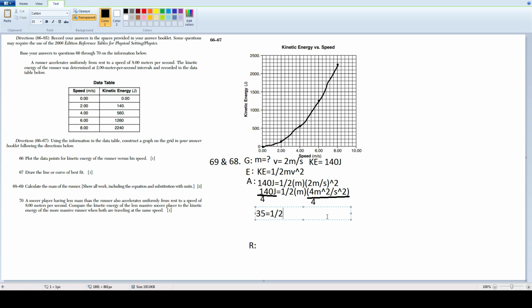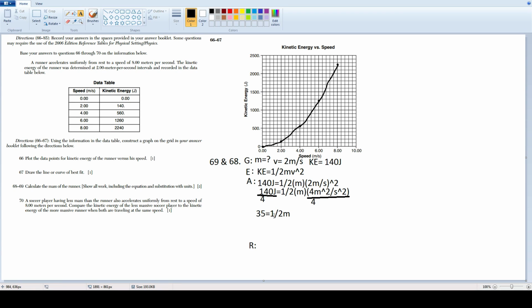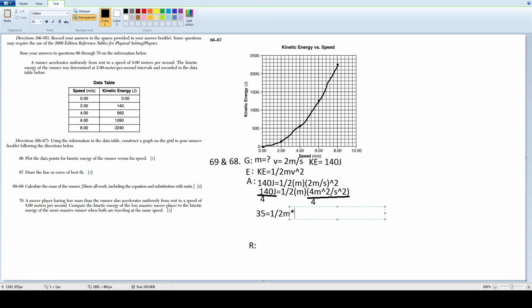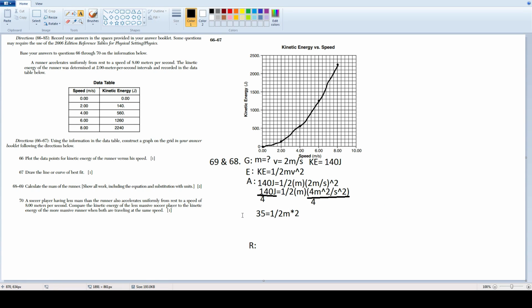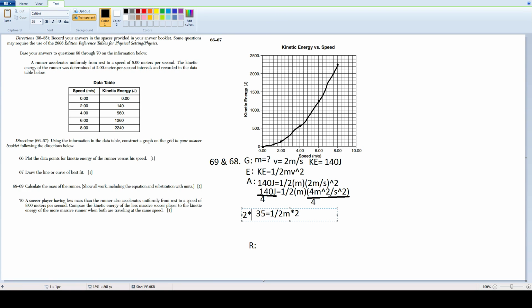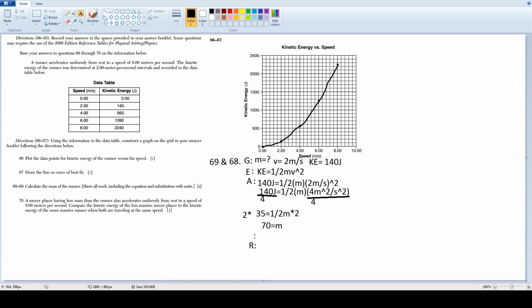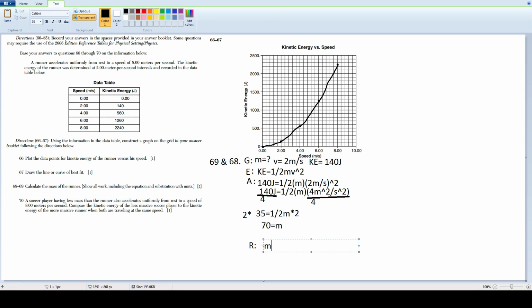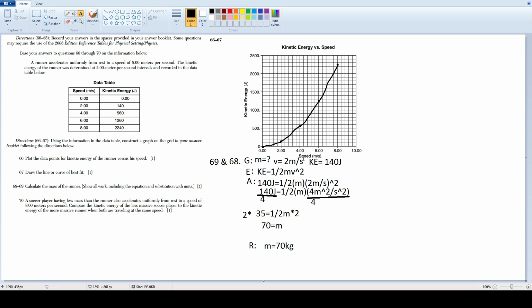It's 1/2 m. The only thing that we need to move over to the left side right now is the 1/2, so we're going to multiply both sides times 2. And we are going to get 70 equals mass. The unit for mass is of course always going to be kg, so it's going to be 70 kg. So mass equals 70 kg, and that is going to be our final answer.